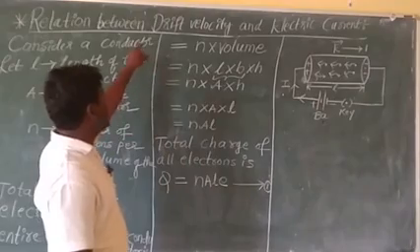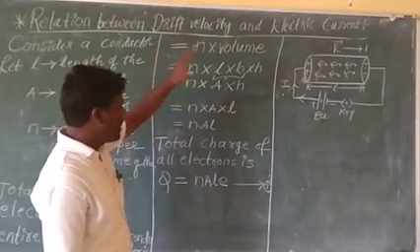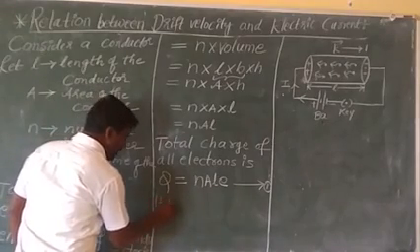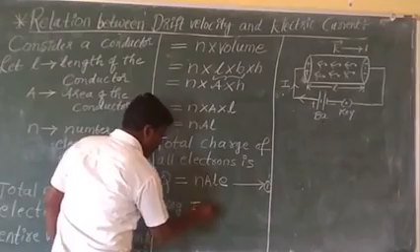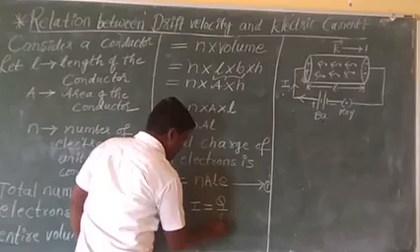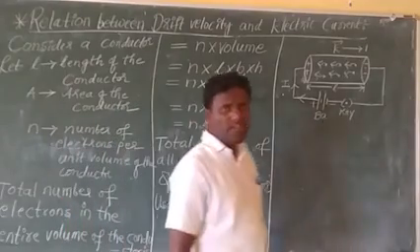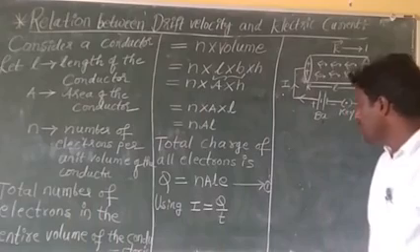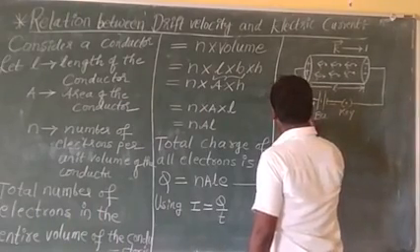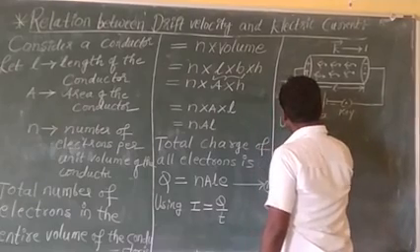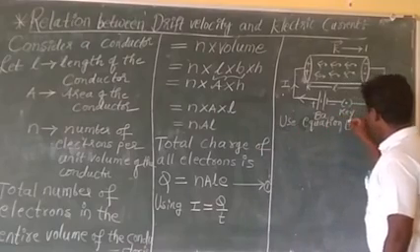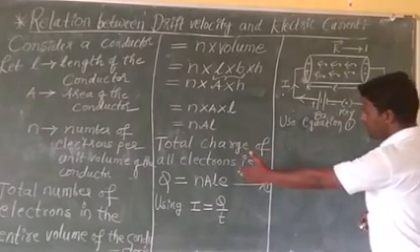Next, constant drift velocity and electric current. Using the formula for electric current, I equals Q by T, where Q is the total charge and T is the time. So we use equation number 1 here.